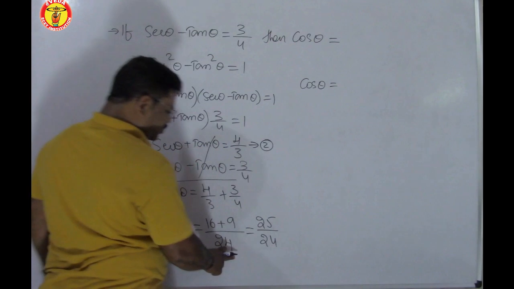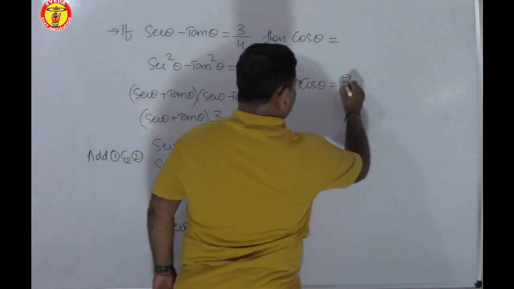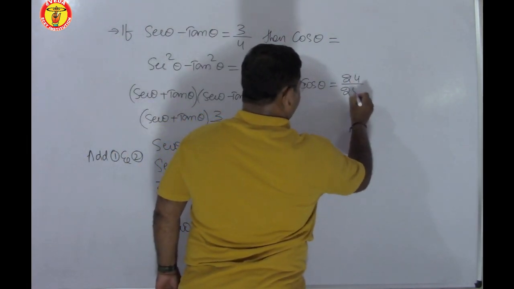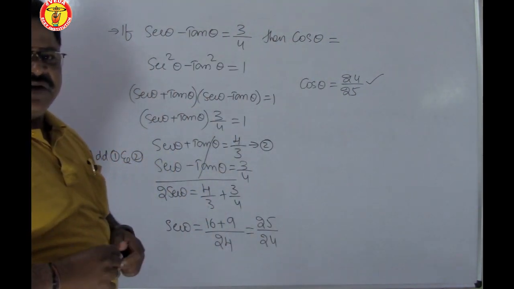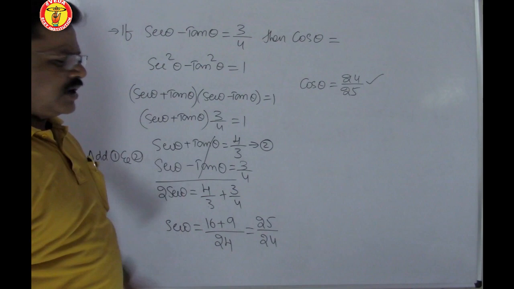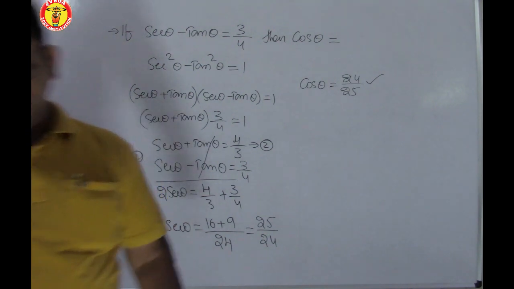So when we are reciprocating it, it will become what? 24 by 25. Now for this problem, what is the answer? Answer is 24 by 25. Like this we have to solve the problem.